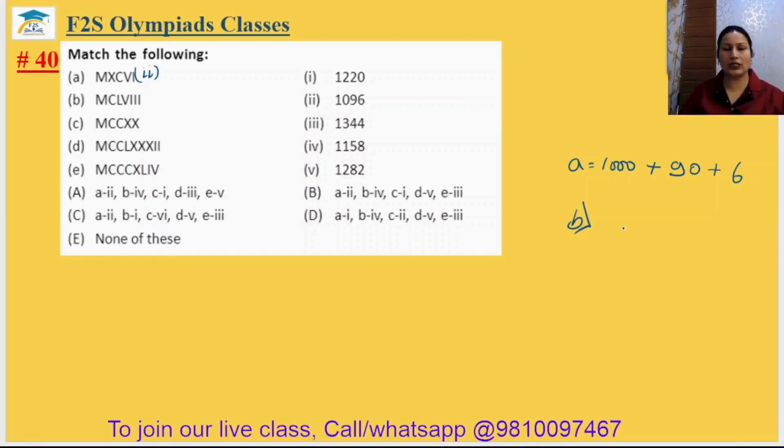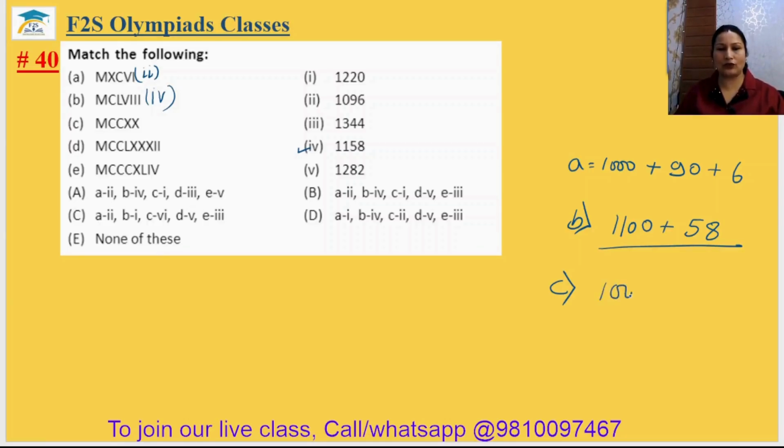Okay, now B. MC stands for 1100. 1100 plus LVII means 58. So 1158. 1158 is option 3. Okay. So B is option number 3.